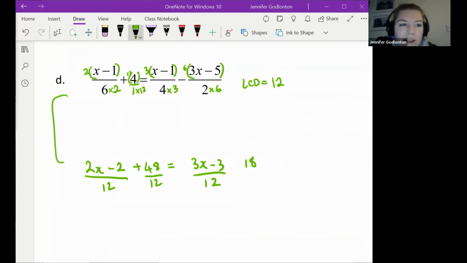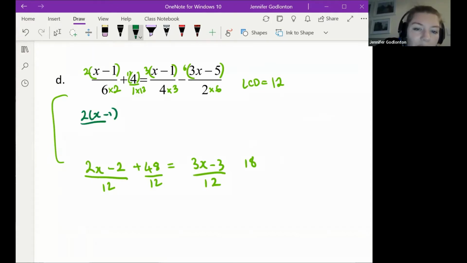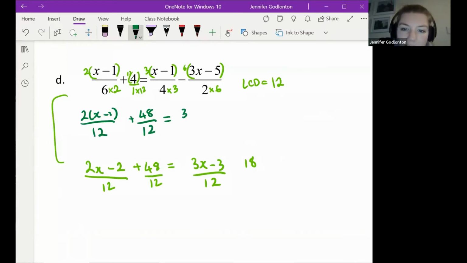Okay, so let's just have a look at the step before. What really helps is to actually write out what we're seeing over there as a step. Okay, so we write 2x minus 1 over 12 plus 48 over 12 equals 3 bracket x minus 1 over 12 minus 6 bracket 3x minus 5 all over 12.